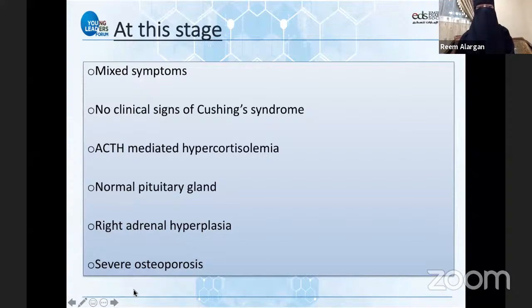So at this stage, we have mixed symptoms in a patient who has baseline anxiety disorder and infertility, and who underwent left adrenalectomy for incidentaloma with benign pathology, presenting with anorexia, fatigue, and weight loss. Clinically, she does not have symptoms of Cushing syndrome. However, we have biochemical evidence of ACTH-mediated hypercortisolemia. On imaging, the pituitary gland is within normal. We have evidence of right adrenal hyperplasia and severe osteoporosis.